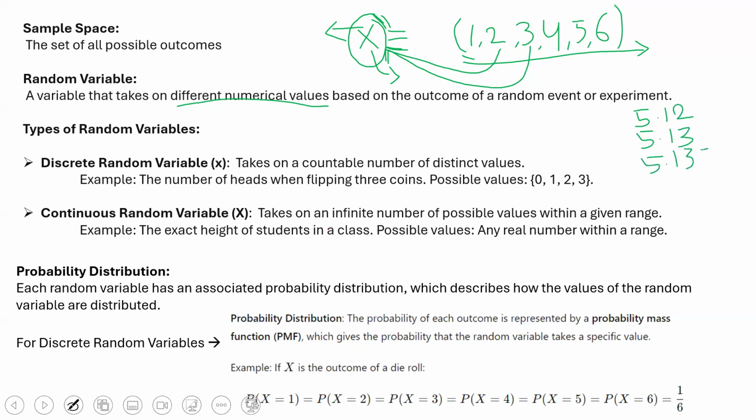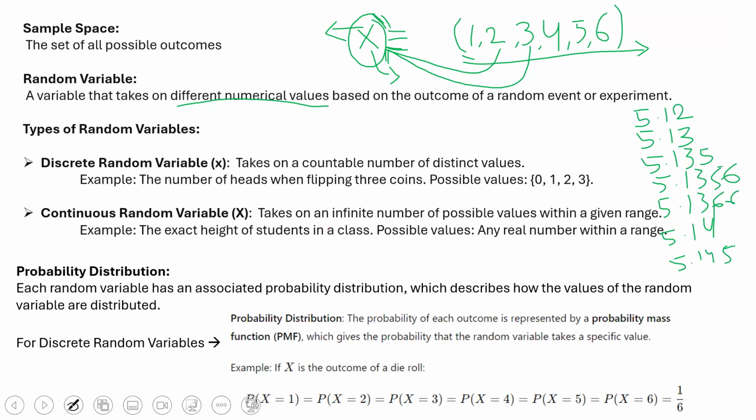5.135, 5.1356, 5.1366, 5.14, 5.145. So it depends on the number of students.